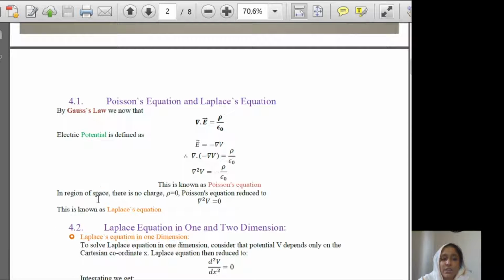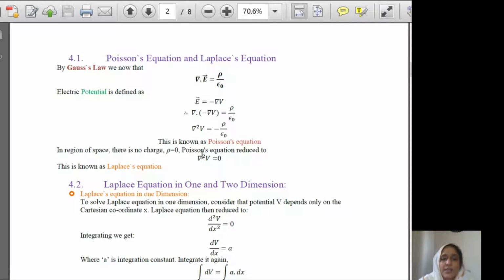Now, in a region of space where there is no charge, the rho term becomes equal to 0. Poisson's equation will come down to the Laplace equation, that is, del square V is equal to 0.